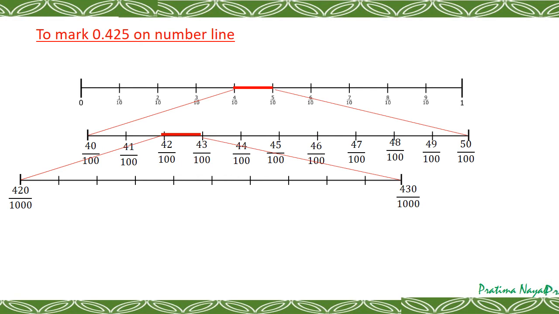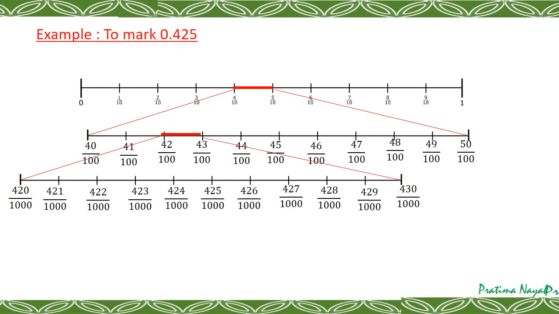So when I divide, it will be 421 by 1000, 422 by 1000, 423 by 1000, 424 by 1000. So we reached 425. 425 by 1000 is 0.425. So let us mark. This is the point on the number line. Now I hope you have followed. You can practice some more questions, then you can become an expert.